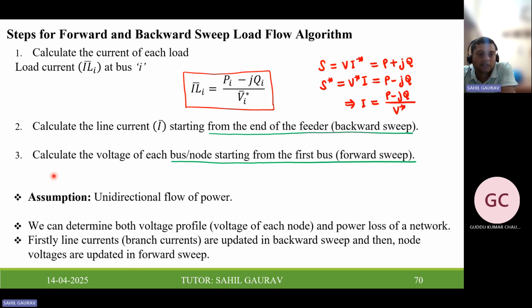Here we have assumed, while solving this problem, unidirectional power flow. We can determine both the voltage profile and the power loss of the networks. Firstly, line currents are updated in the backward sweep, and then node voltages are updated in the forward sweep.